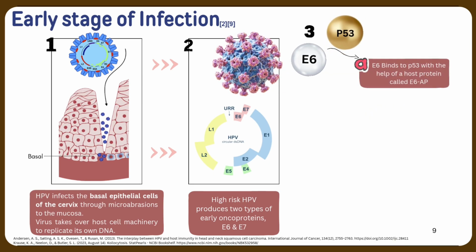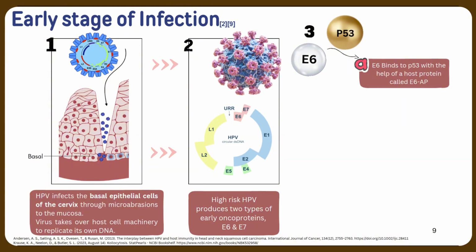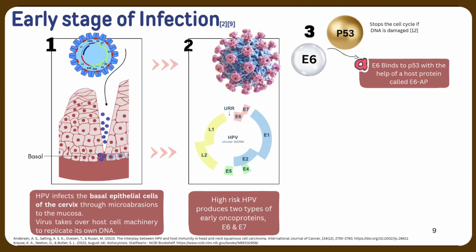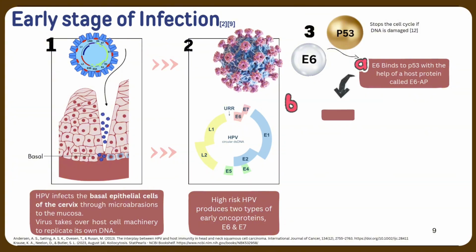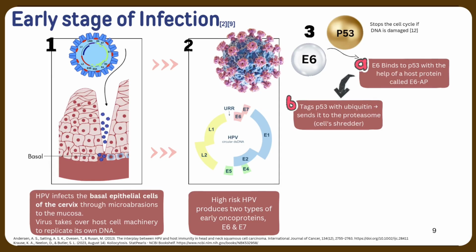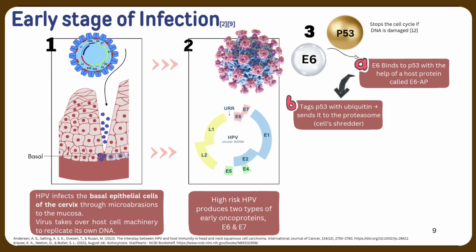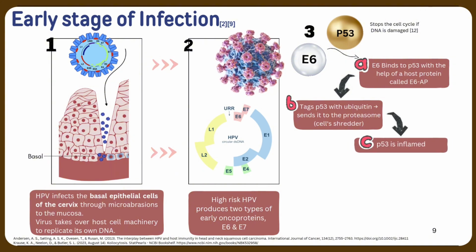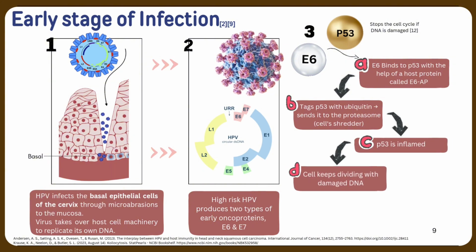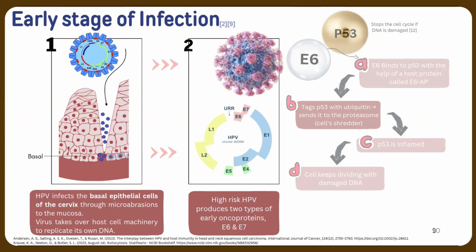E6 will bind to P53 with the help of a host protein called E6AP. Now, imagine P53 is like a police officer in our body. It will stop DNA from damage. If the DNA is damaged, it will prevent it from continuing to divide or may initiate apoptosis in the cell. E6 will tag P53 with ubiquitin and send it to the proteasome, which is a cell shredder. Eventually, P53 will be eliminated and the cell will keep dividing with the damaged DNA.